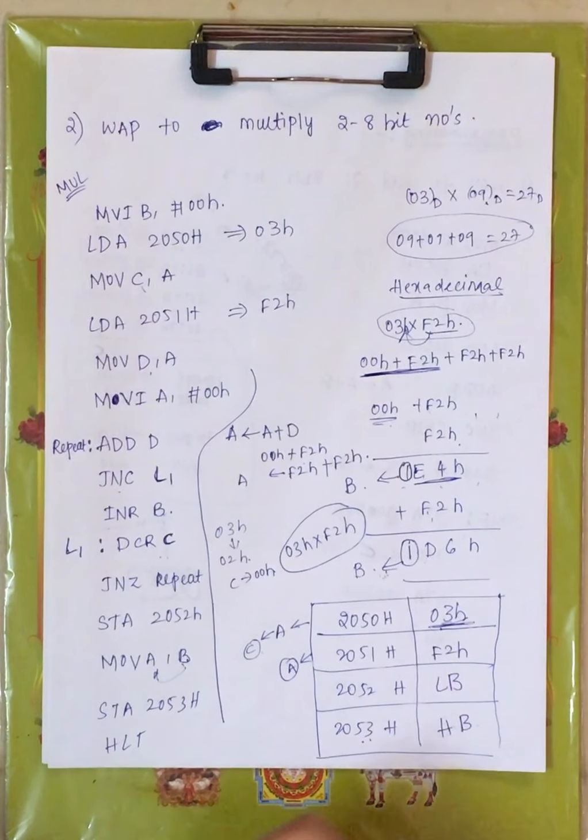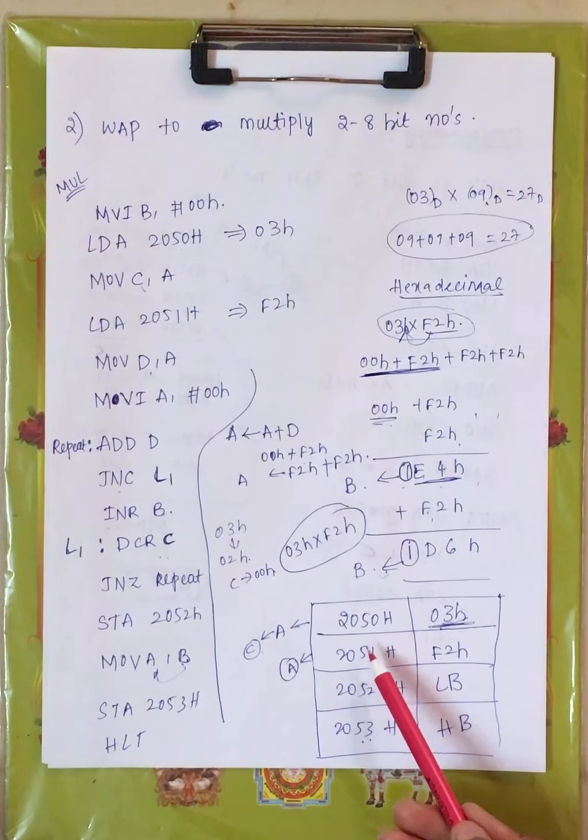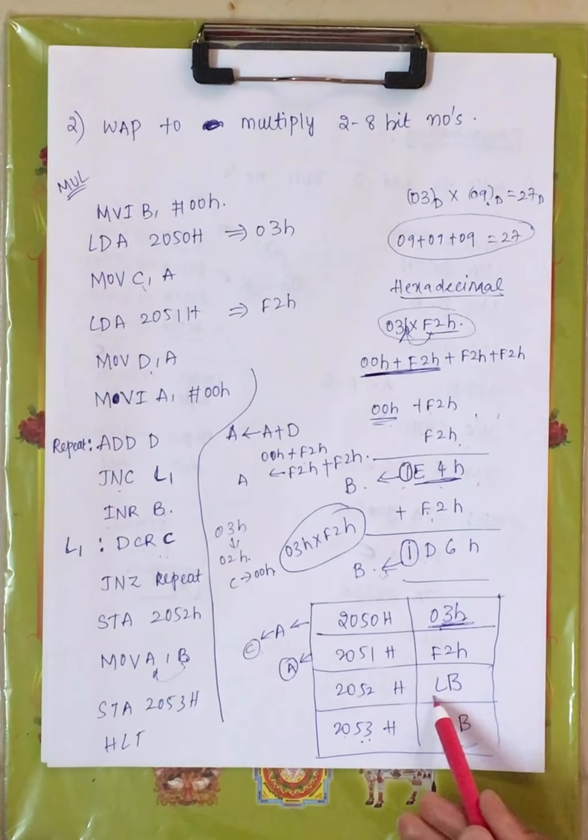Now assume 4 memory locations. The first number is stored under the memory location 2050H, and the second number is stored under the memory location 2051H, and the lower byte is stored under 2052H, the higher byte is stored under 2053H. Nothing but carry and nothing but the result, right?